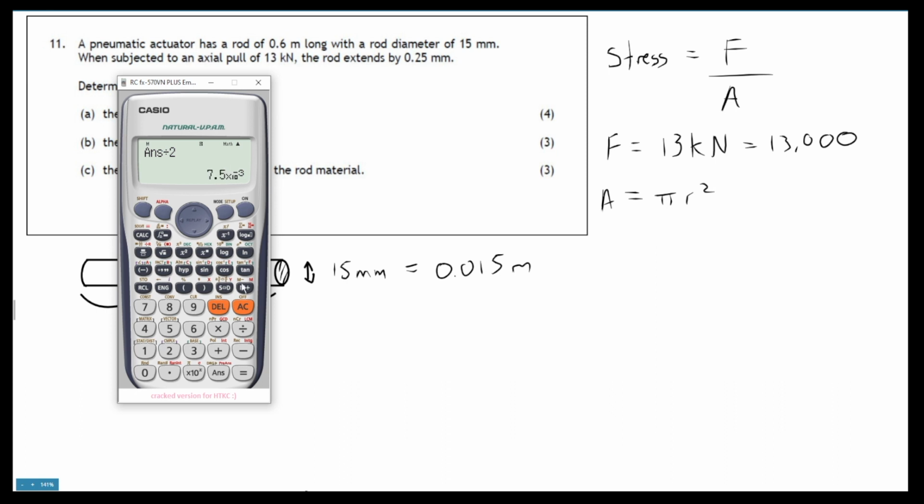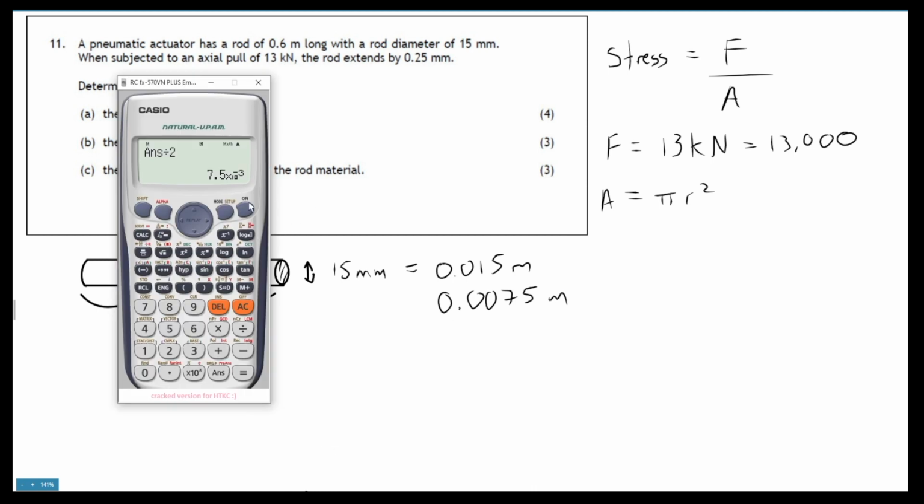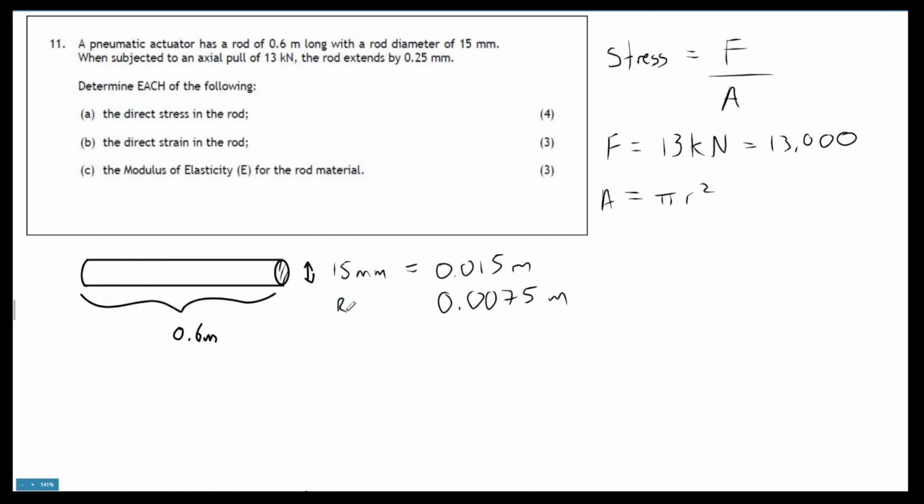Divide by 2 because I want the radius. It's giving me some weird number. I know that's going to be 3 zeros. It's going to be 0.0075 meters, but I can just use it like this, I think. So this is the radius. You can see it's half of the 15 makes 7.5 basically. It's really small in meters, which is good. It's fine. Still strong. It'll be fine.